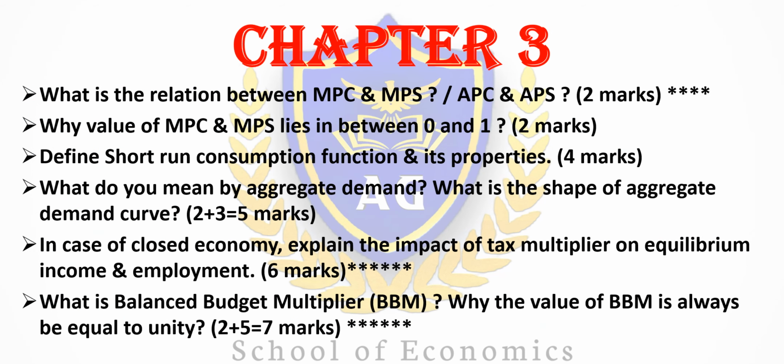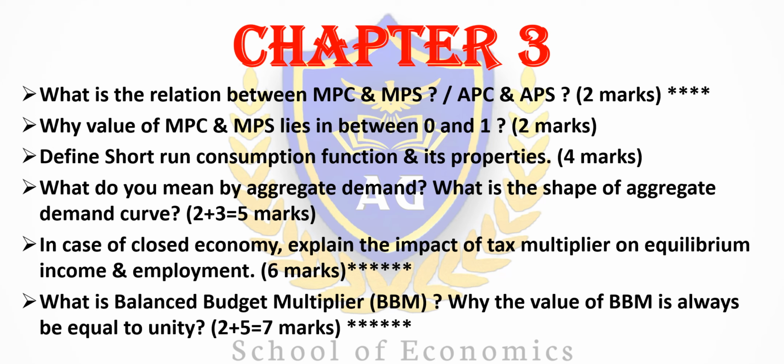From chapter 3, you have to attempt a total of 10 marks questions. Here important questions are what is the relationship between marginal propensity to consume and marginal propensity to save, that is MPC and MPS, and what is the relationship between average propensity to consume and average propensity to save, that is APC and APS. This is a 2 marks question, and as you know the summation of MPC and MPS is always equal to 1. So whenever MPC increases, MPS falls. This is the exact relationship between MPC and MPS, and this is also the same for APC and APS.